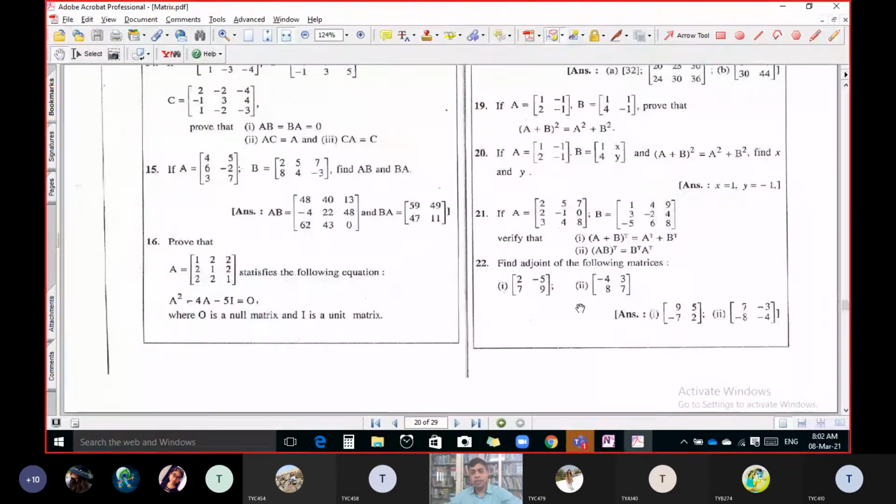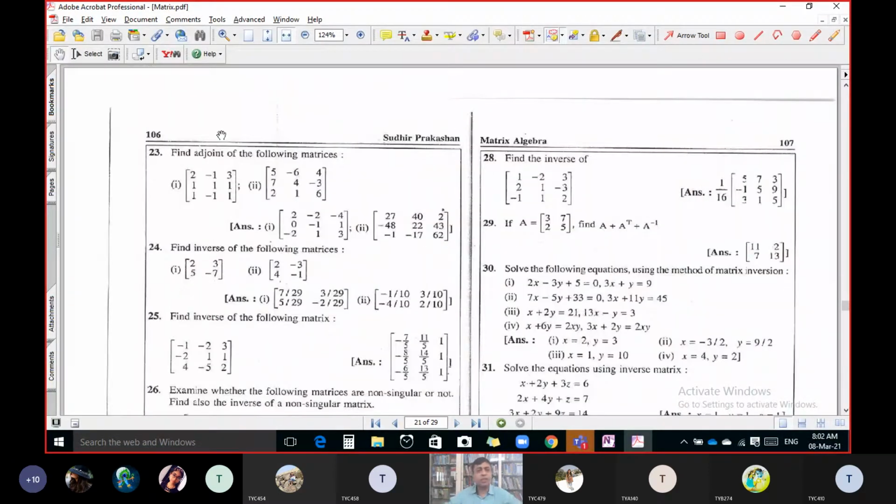Now see question number 23. It is a difficult question because it is a 3 by 3 matrix. So how to find the adjoint of a 3 by 3? This we will discuss later on. In the inverse of a matrix, it is the same thing: first of all, we have to find the adjoint of it. So you are able to solve this question 23 by yourself. Consider that your homework.